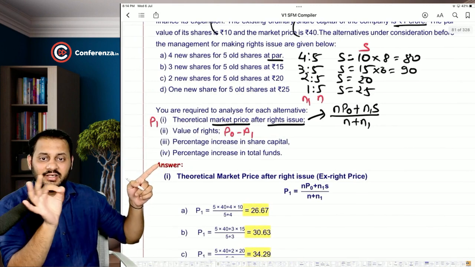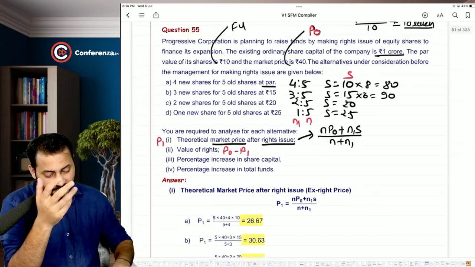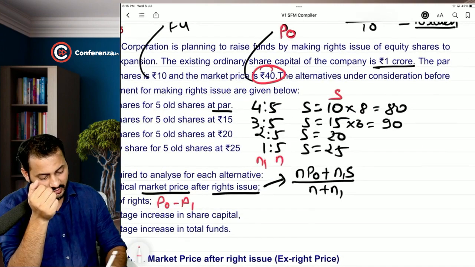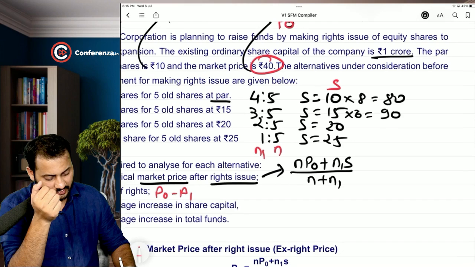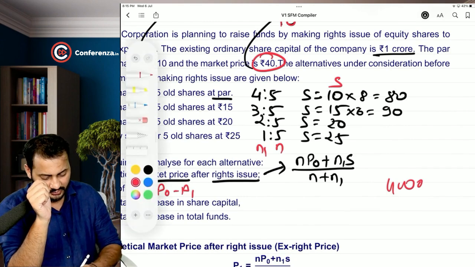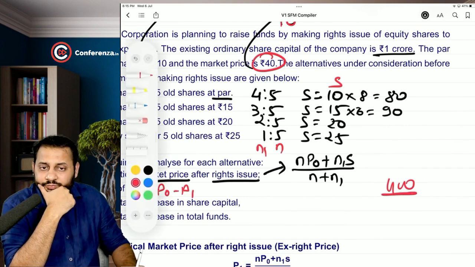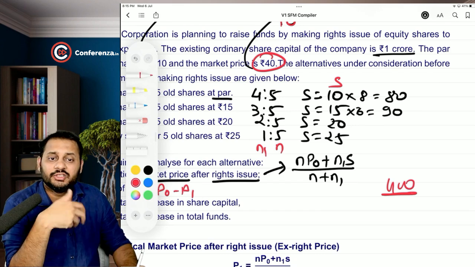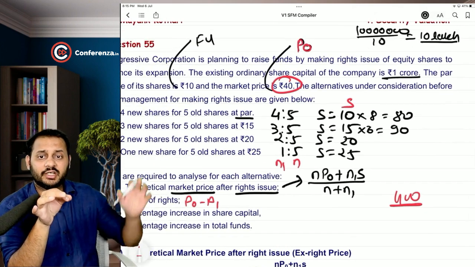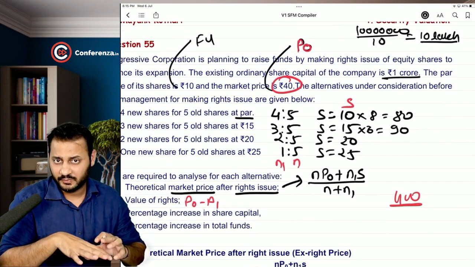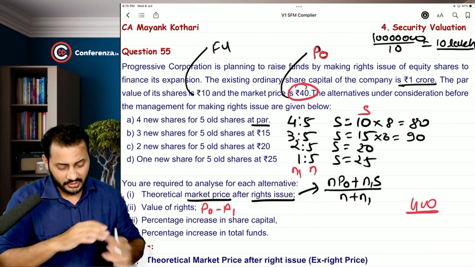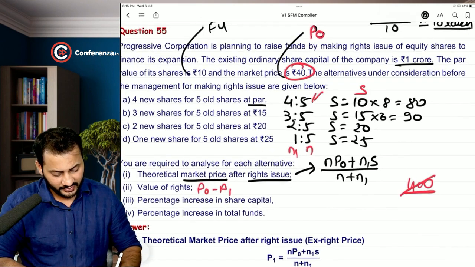Last one is good. Percentage increase in total funds. Earlier the value was 40 into 10 lakhs, the number of shares. So 400. Can I clearly say 400? That was the total funds earlier. How much have you added to it? It's very simple: the number of new shares that you have issued at the subscription price. That much you have added extra.